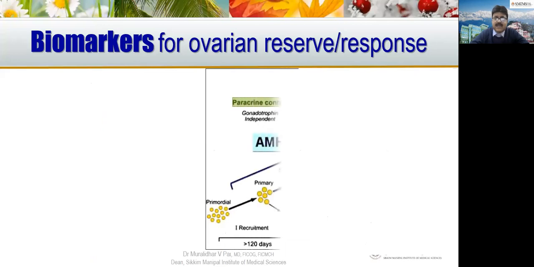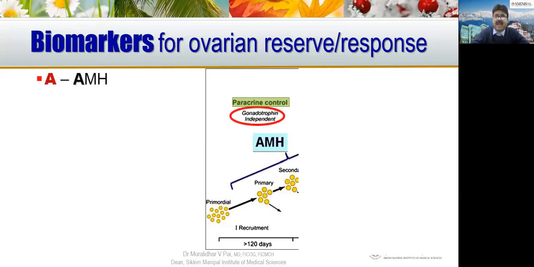Initially, as I said, there is a paracrine-controlled, gonadotropin-independent stage, wherein primordial follicles and pre-antral follicles become early antral follicles, and then they get into primary, secondary follicles. All this happens without the help of FSH, but these follicles secrete AMH, and estimating it will tell us how many of them are there, how many can be recruited. So that is one of the important biomarkers of ovarian reserve. So A for AMH. Then B.